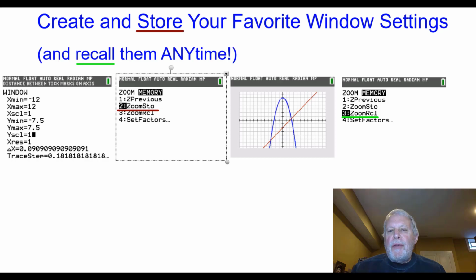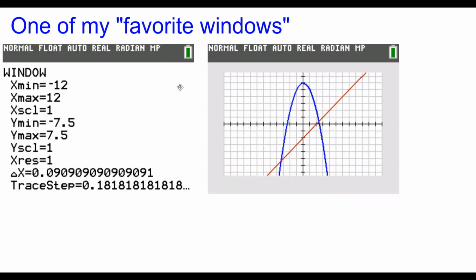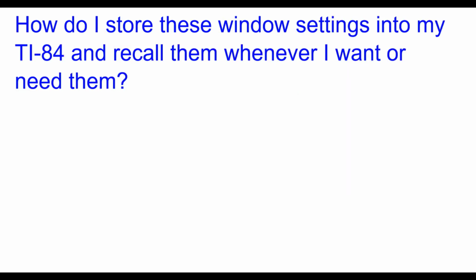Create and store your favorite Windows settings and recall them anytime you want or need them. So here's one of my favorite windows because it's a square window with square grids. How do I store these Windows settings into my TI-84 and recall them whenever I want or need them?